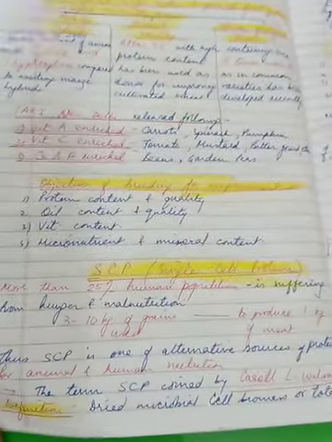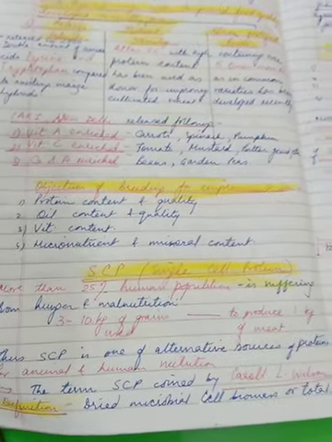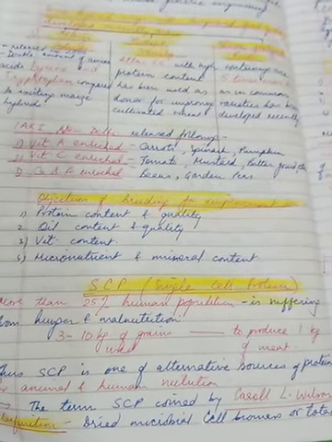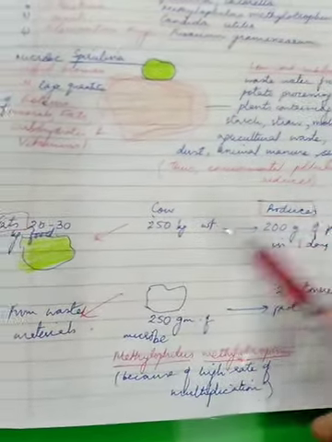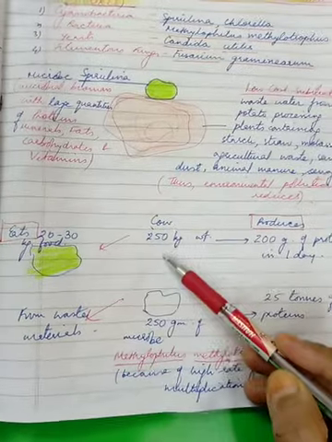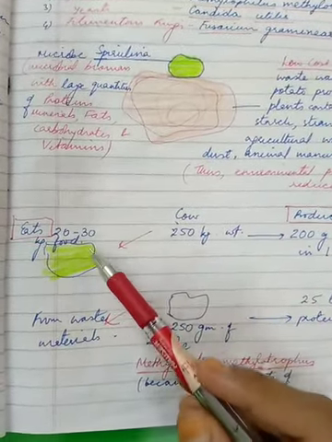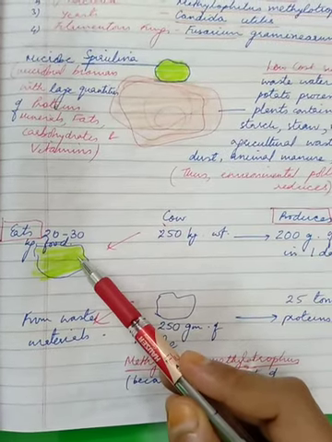Coming to another new topic, SCP or single cell protein. Now, why single cell protein? First understand this. Normally, suppose this is a cow of some 250 kilogram weight. The food of the cow every day is some 20 to 30 kg of food.